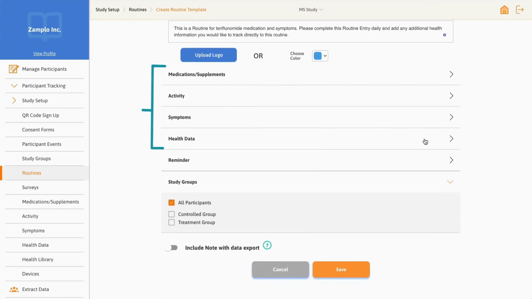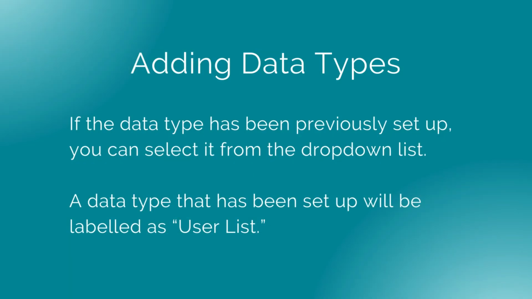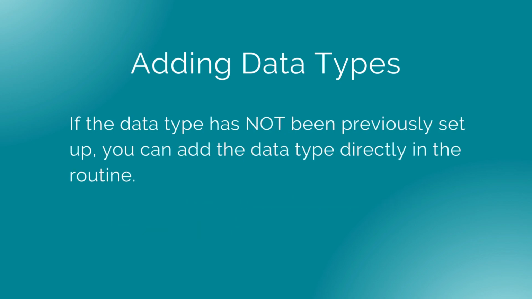Decide what data types you will be tracking and add them to the routine. If you have already set up the data types on Zamplo Research using the data type features, you can select it from the drop-down list. A data type that has been set up will be labeled as User List. Note: if you had not previously set up the data types using the individual data type features, you can set up the data type directly in the routine.